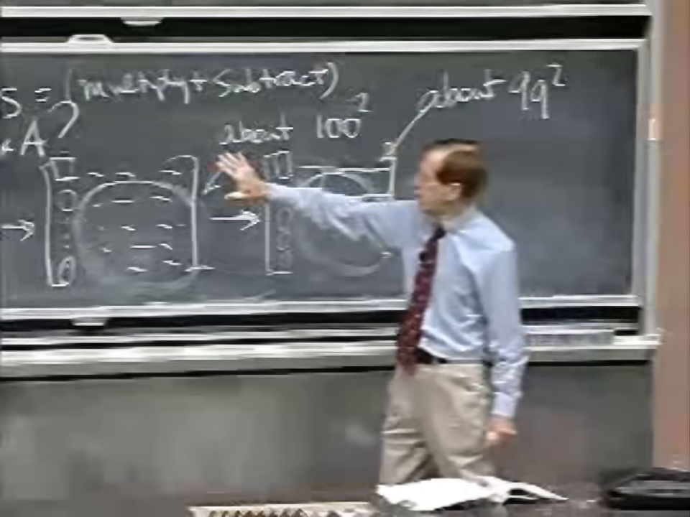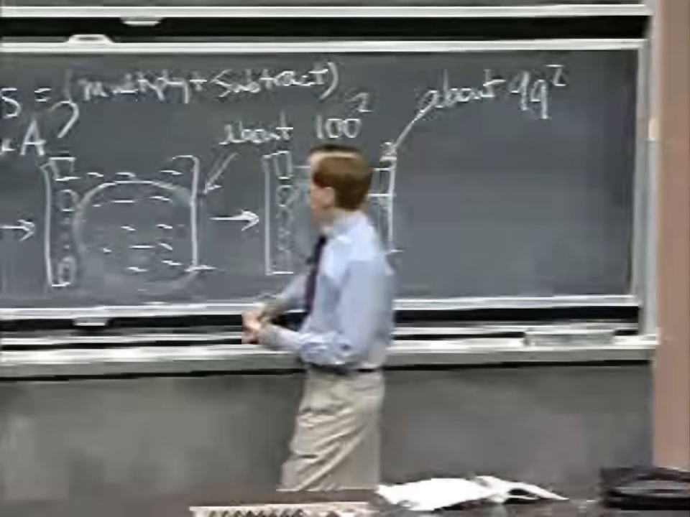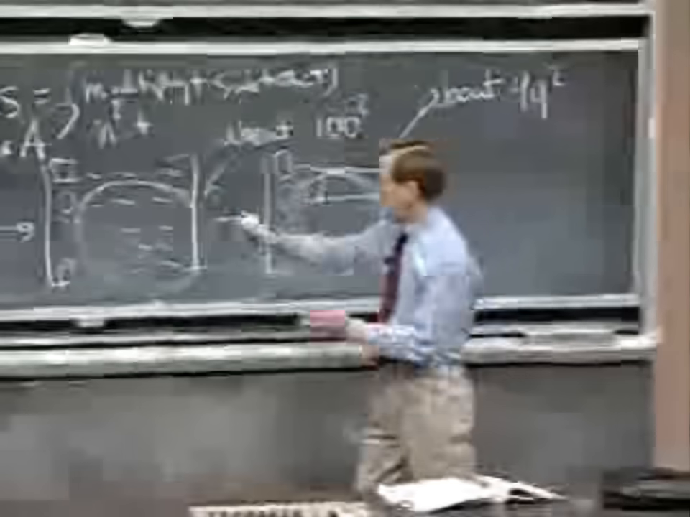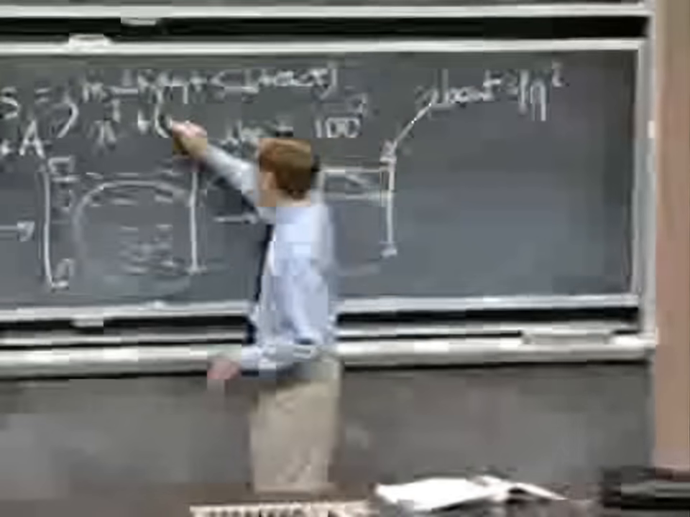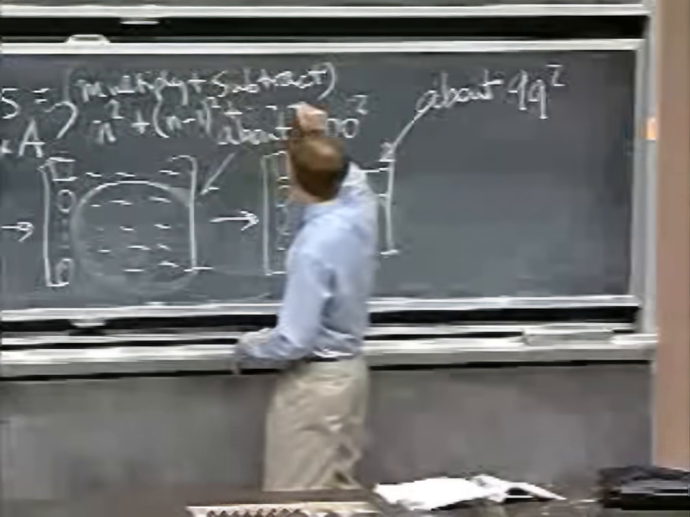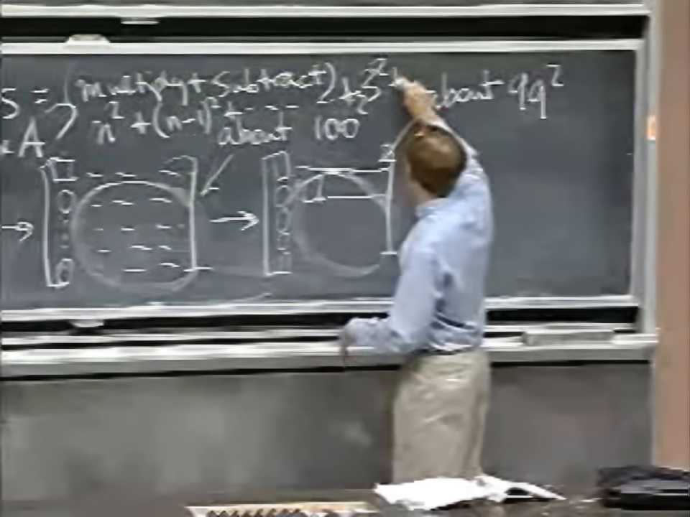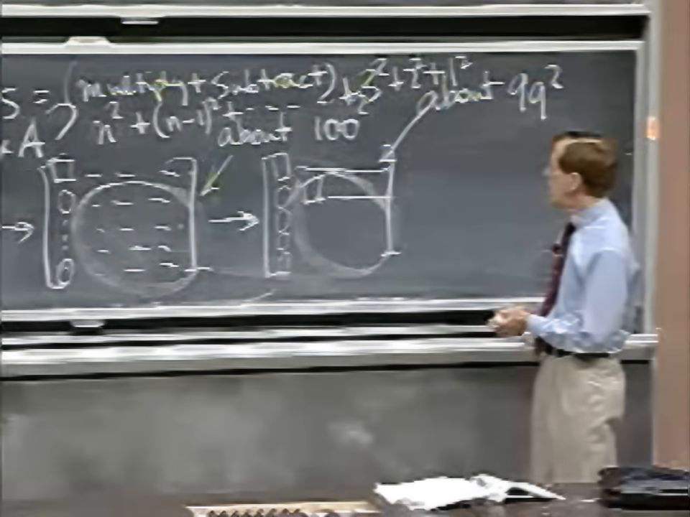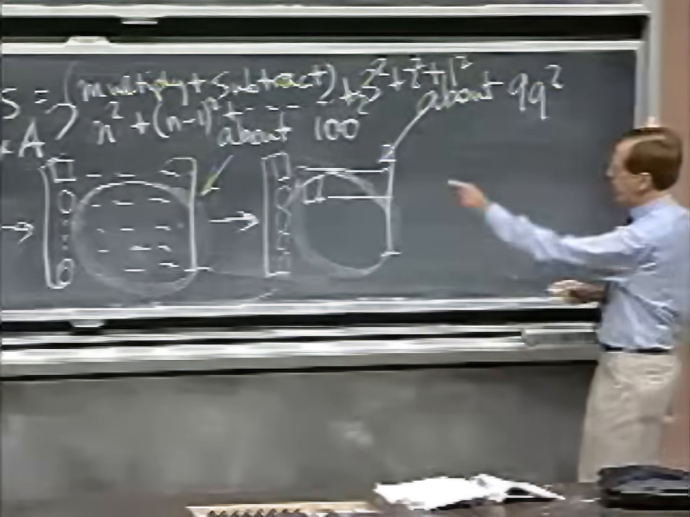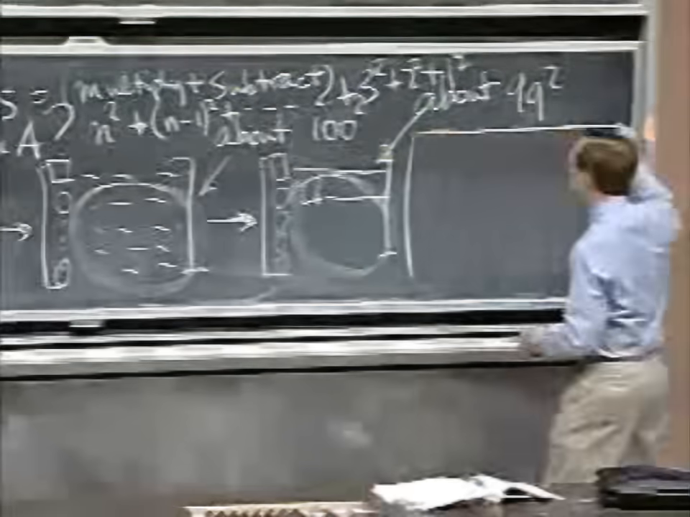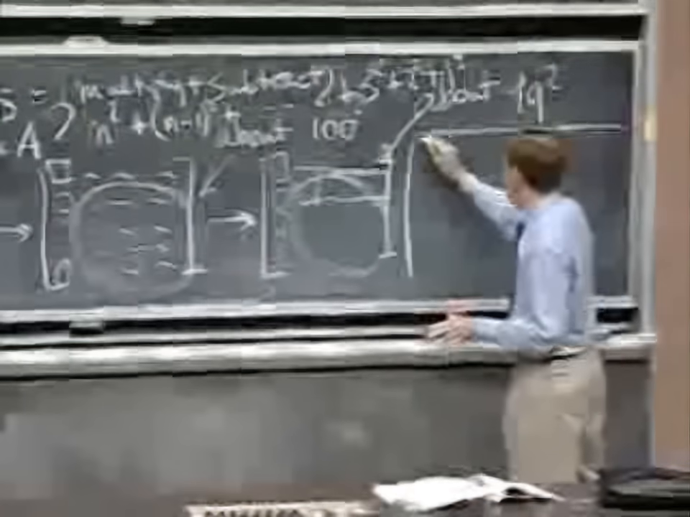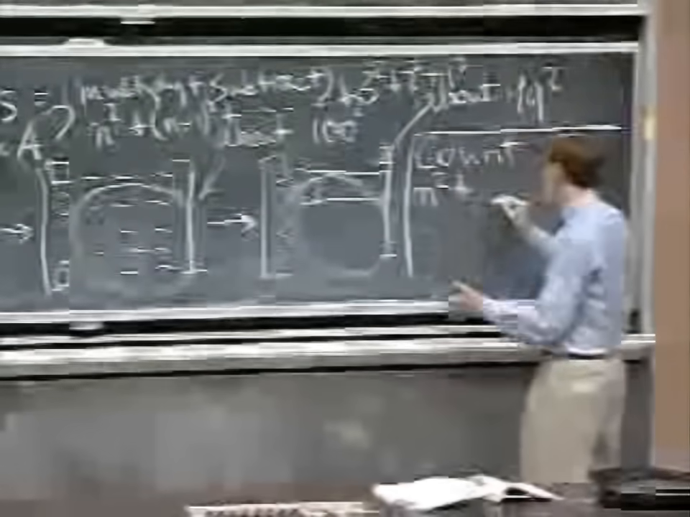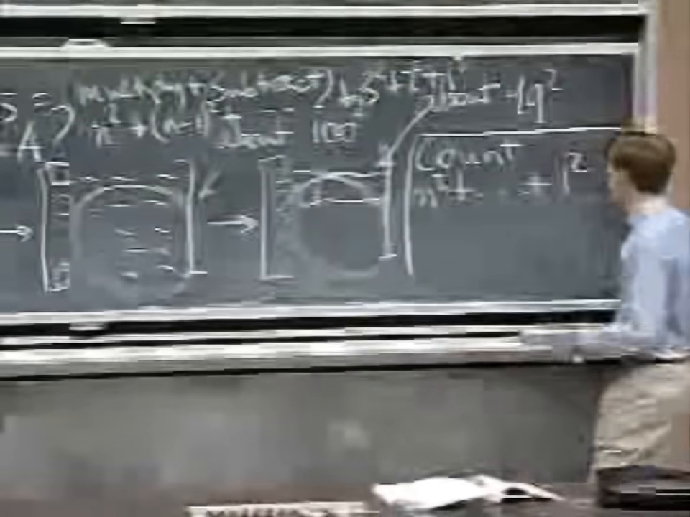So the number of operations is about n squared plus, that was n, right? N was 100. It's n squared for the first step, then n minus 1 squared, then n minus 2 squared, finally down to 3 squared and 2 squared and even 1 squared. So the count is n squared plus n minus 1 squared plus all the way down to 1 squared.